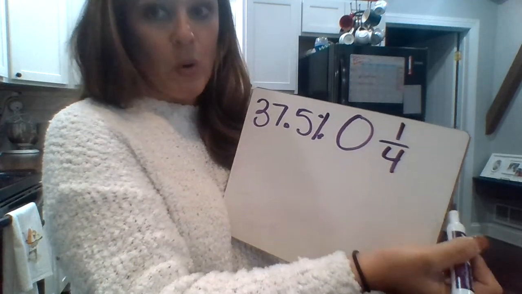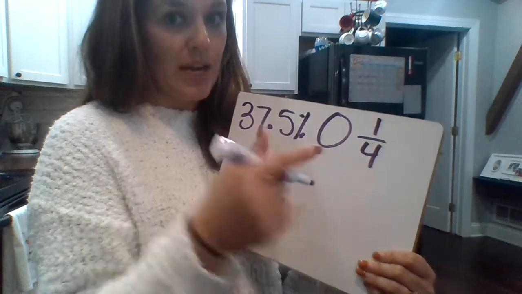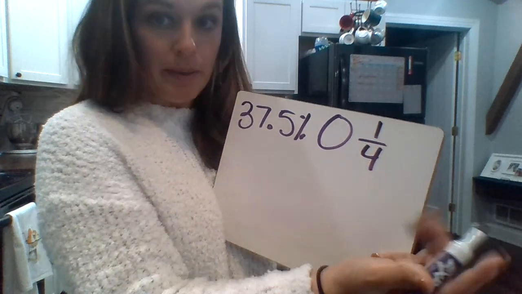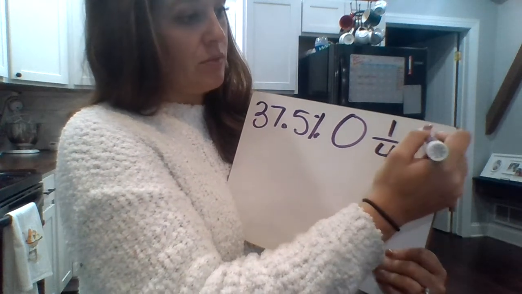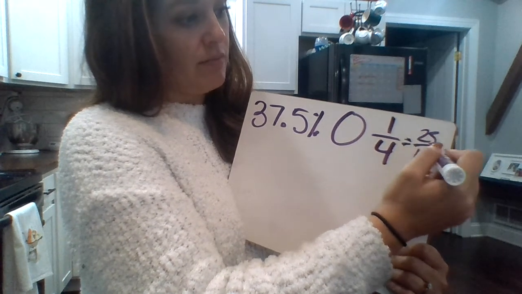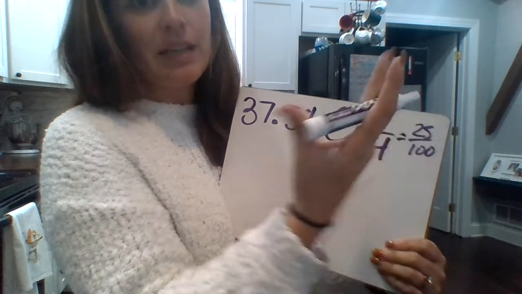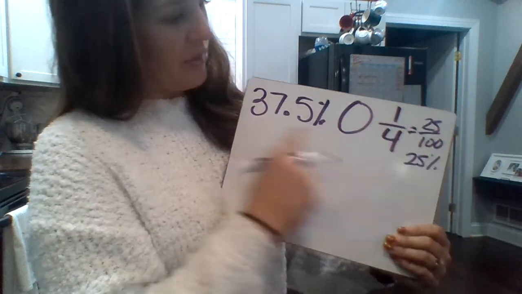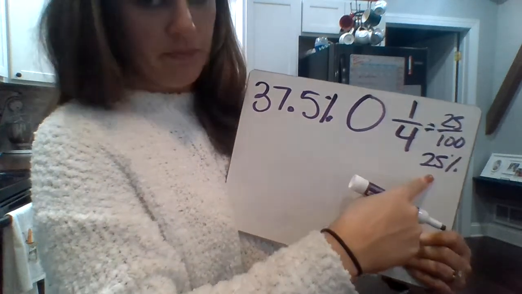So how do we get 4 to 100? We've had this a few times between the 3 lessons. Multiply the top and the bottom by 25, right? So this would equal 25 over 100. So this percent is 25. So which one's greater, 37 or 25?